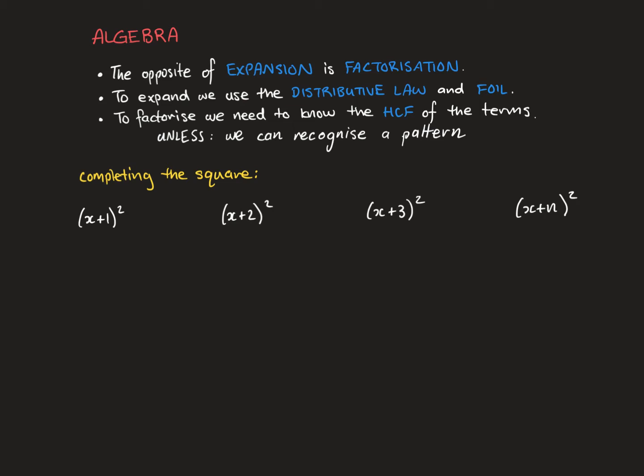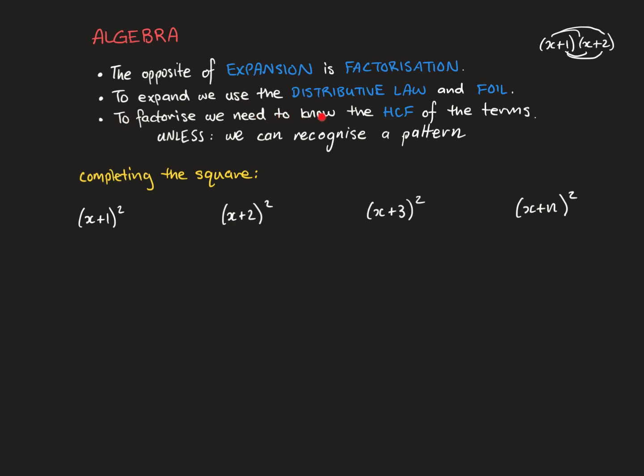Secondly, to expand, we use the distributive law, or we can use FOIL. If you can remember, FOIL stands for first, outside, inside, last, and works if we have two pairs of bracketed terms multiplied together. Maybe something like x plus 1, x plus 2. You use your little FOIL to do that one. First, outside, inside, last. Cool.